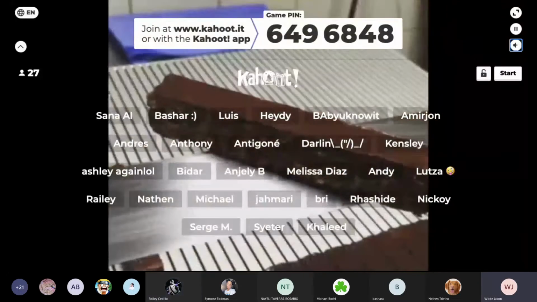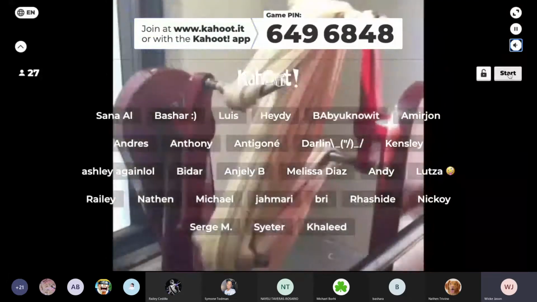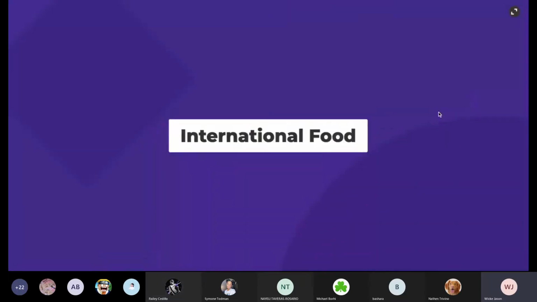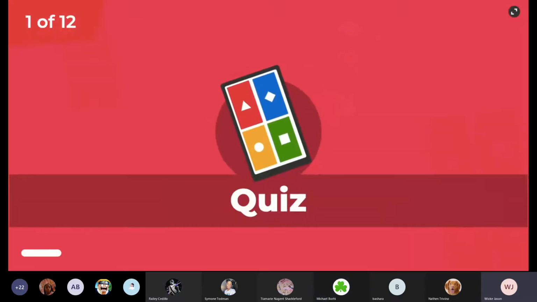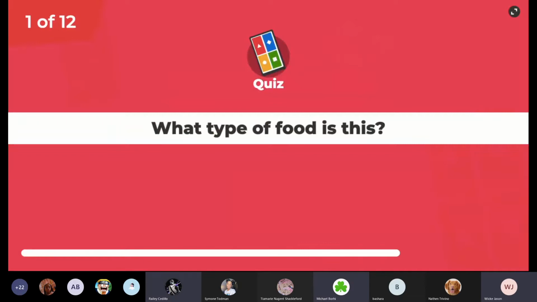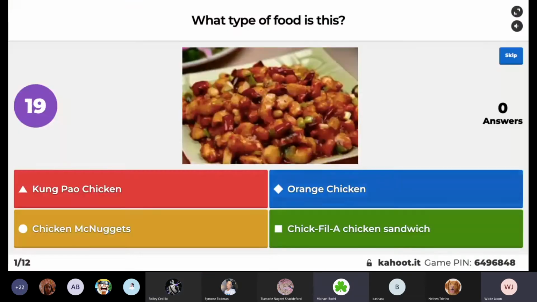Okay, let's start. If you still want to play, you can still put the pin in. All right, international foods. If you want to play and you don't have it on Kahoot, you can always put your answer into the chat. All right, what type of food is this? Is it red, Kung Pao chicken? Is it blue, orange chicken? Is it yellow, chicken McNuggets? Or is it green, Chick-fil-A chicken sandwich?